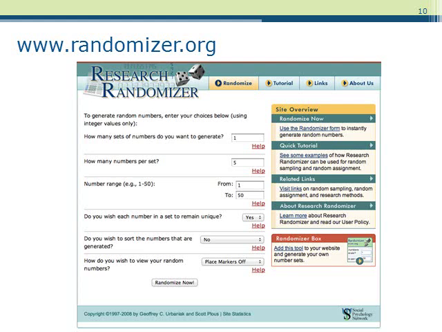Now instead of using a table, we could have used a computer to generate our random numbers. There are several free resources for this on the internet, in particular randomizer.org.